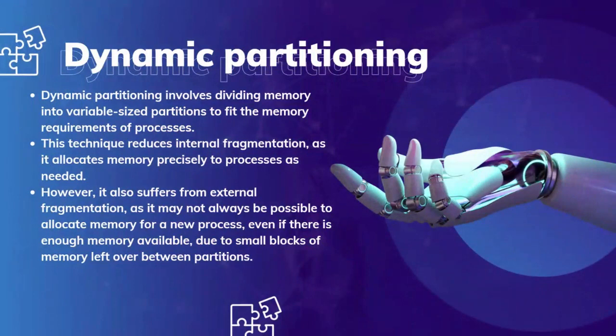So the next is dynamic partitioning. On the other hand, it involves dividing memory into variable size partitions to fit the memory requirement of the process. This technique has the advantage of reducing internal fragmentation as it allocates memory precisely to the process as needed. However, it also suffers from external fragmentation as it may not always be possible to allocate memory for a new process even if there is enough memory available, due to small blocks of memory left over between partitions.